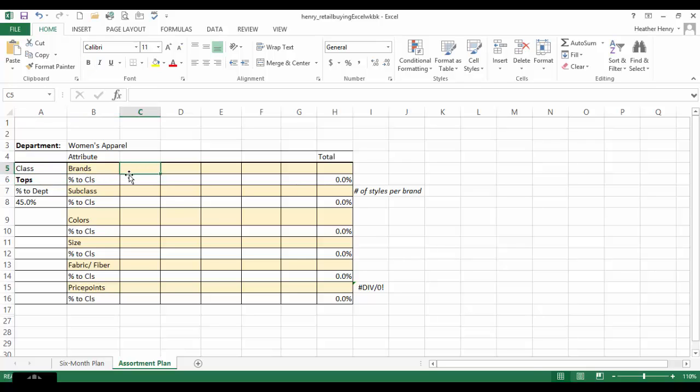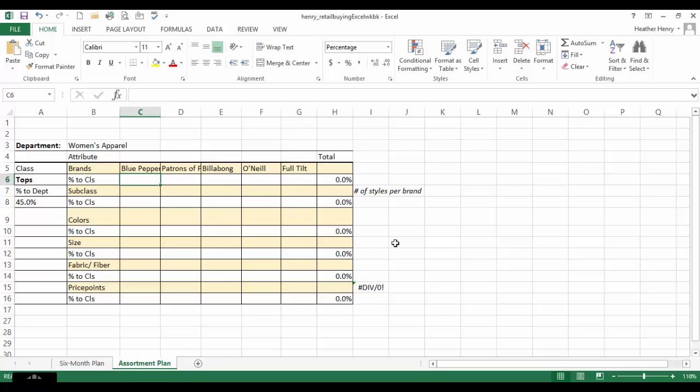So next, the different brands that they carried within this department included Blue Pepper, Patrons of Peace, Billabong, O'Neill, and Full Tilt.